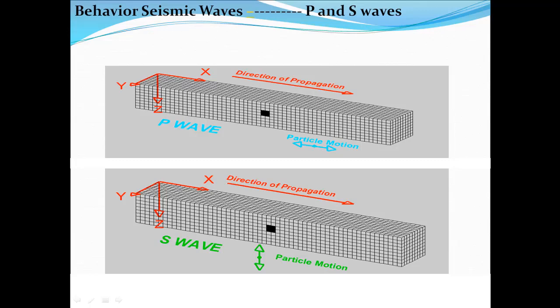Now we'll understand the behavior of seismic waves, P and S waves. These P waves are also called longitudinal waves.